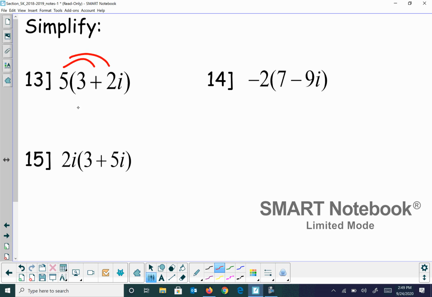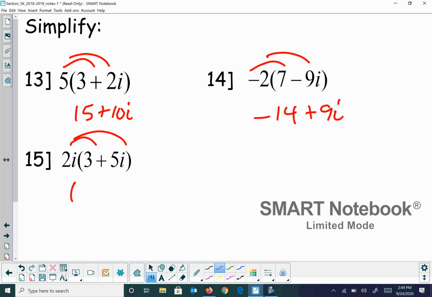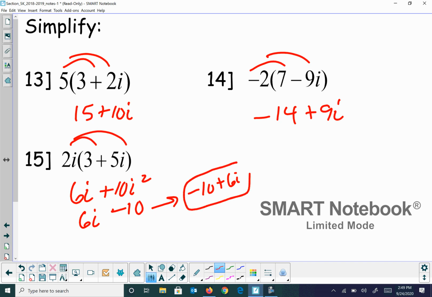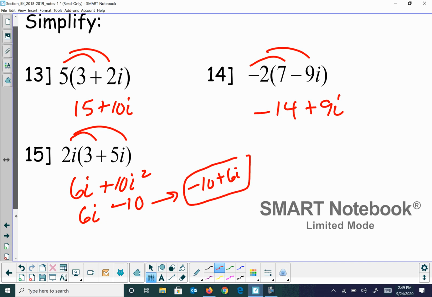So if we did this one, if I distribute here and here, I'm going to get 15 plus 10i. If we distribute here, I'm going to get negative 14 plus 9i. If I distribute here and here, I'm going to get 6i plus 10i squared. What did we say i squared is equal to? Right, negative 1. So this is going to turn into 6i minus 10. And the more correct answer would write this as minus 10 plus 6i, because you want the real component first. And that is wanted for sure.